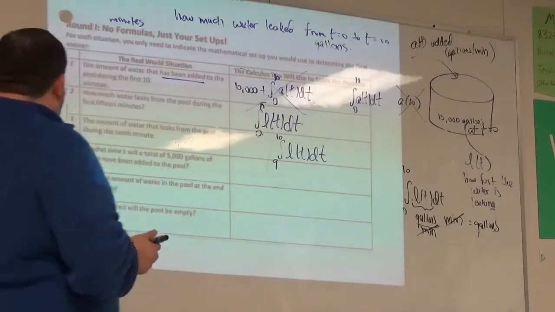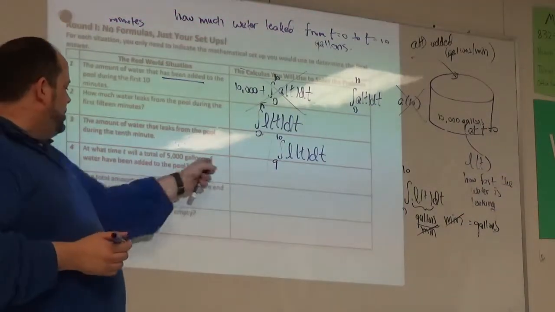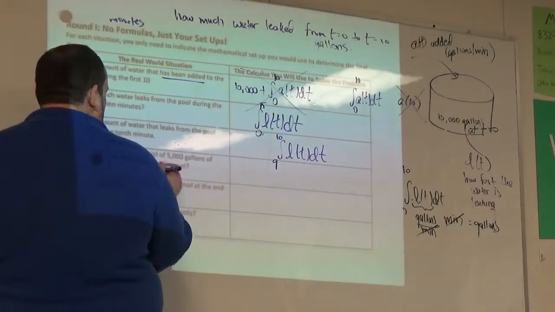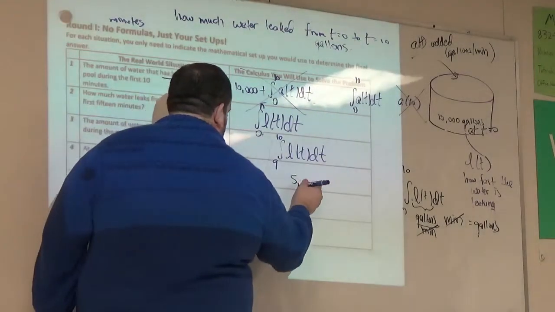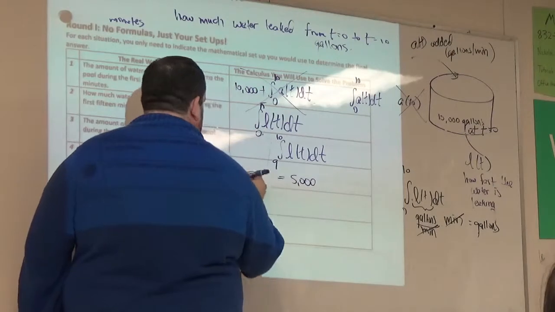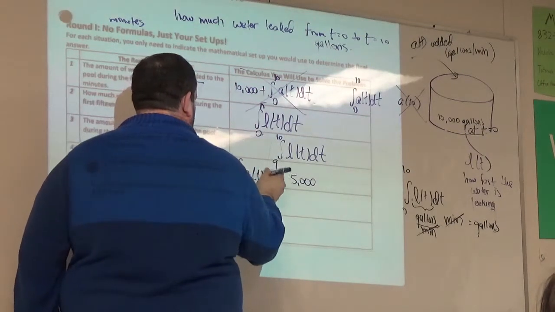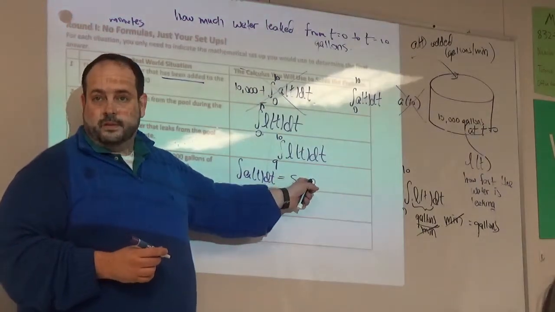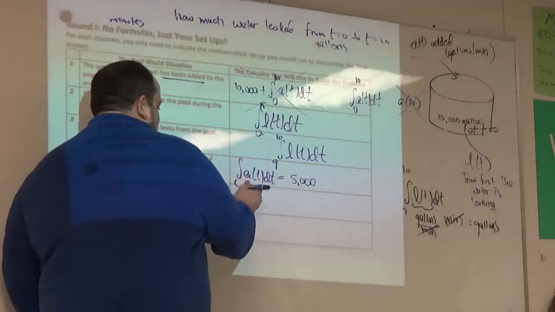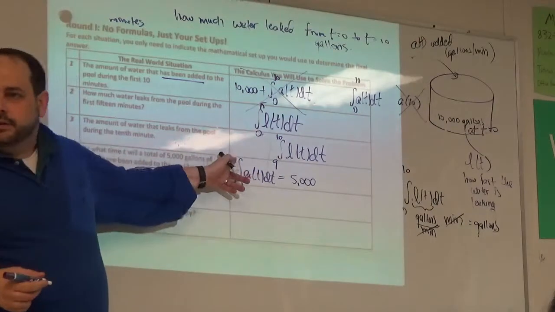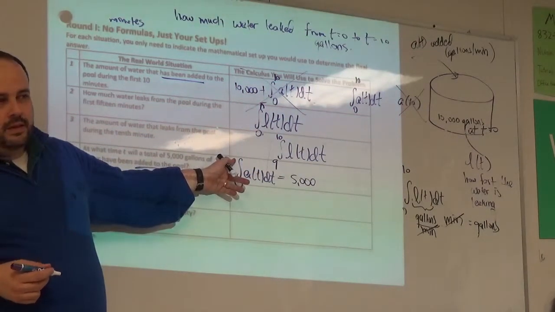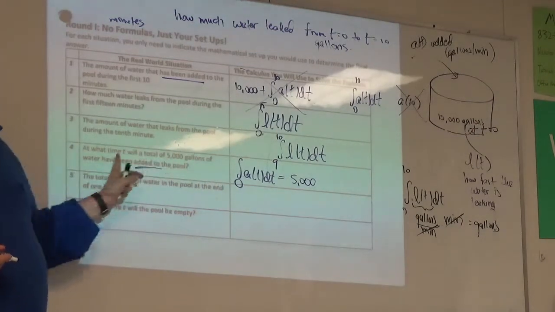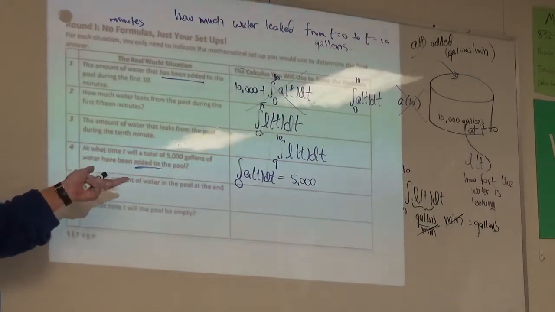Okay? All right, number 4. At what time t will a total of 5,000 gallons of water been added to the pool? I know I'm adding water. That 5,000 though, that's the goal. How long do I add water for until I get to 5,000? I know I'm going to start at time 0, but when do I end? T. At what time t will a total of 5,000 gallons of water been added? At what time do I stop?